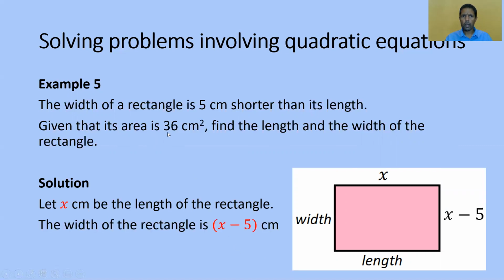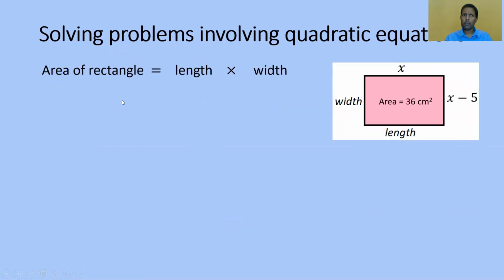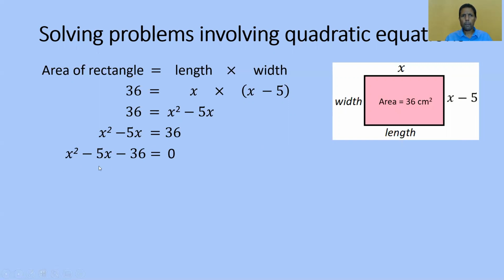Now, we also know that the area of the rectangle is 36. But we also know that the area of a rectangle is equal to length times width. So the area of the rectangle is 36, the length is x, and the width is x minus 5. So we can simplify the right-hand side to obtain 36 is equal to x squared minus 5x. We can rewrite this equation and collect all terms on the left. So we have x squared minus 5x minus 36 is equal to 0.